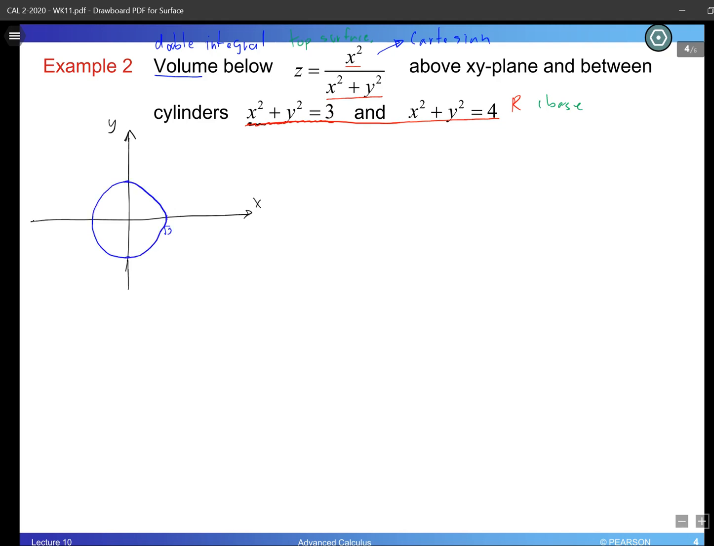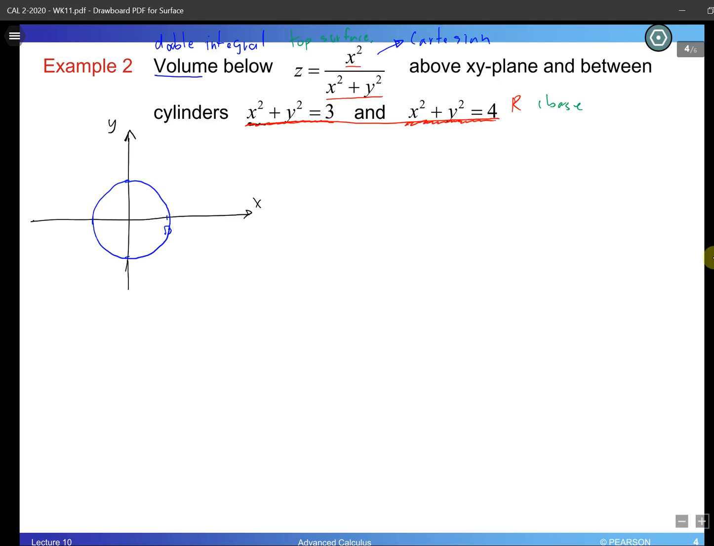Okay, doesn't look good. Let me fix that. A little bit better. Okay, so that is the first curve. Now let's take a look at the second curve. We have once again a circle of radius 2. Okay, 2 squared, that's equal to 4.